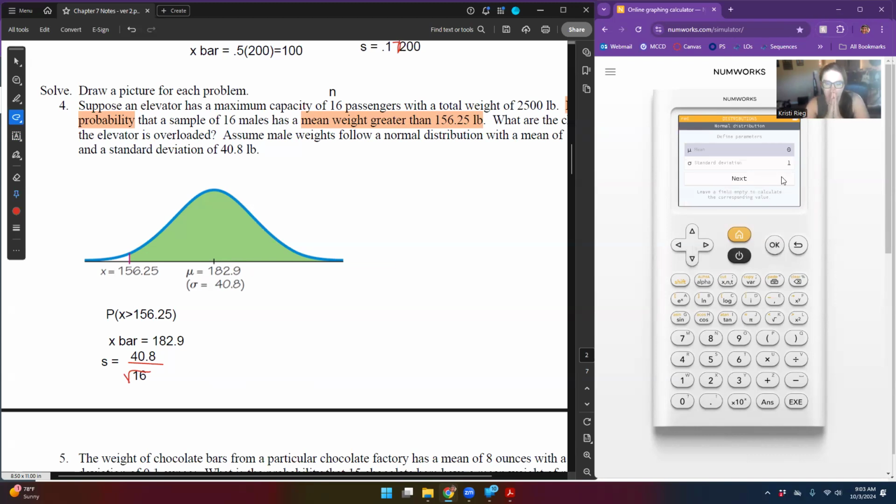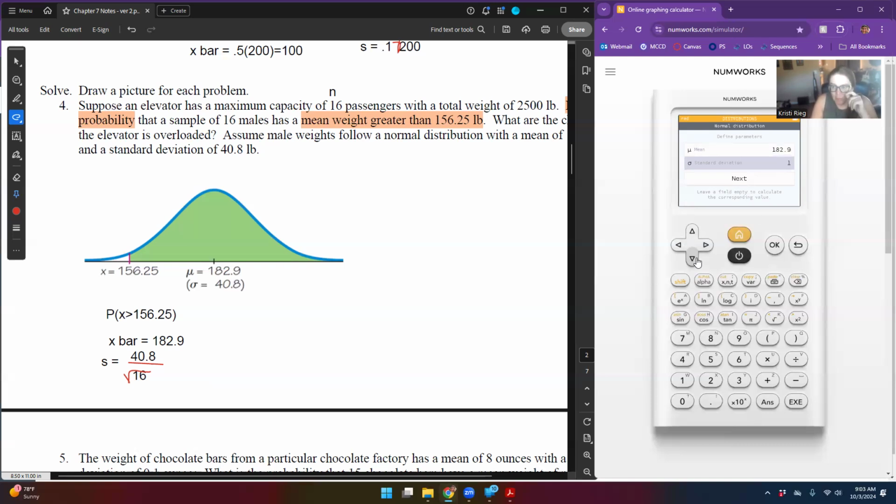Now, this is where it gets tricky because if I was to invent this calculator, I probably wouldn't use the symbols here. I probably would just use the words mean and standard deviation, because they don't want to know what mu is. They want to know what the mean for the central limit theorem for means is, which is x bar. So right here, we're going to type 182.9. You're going to get that right regardless because mu and x bar are the same.